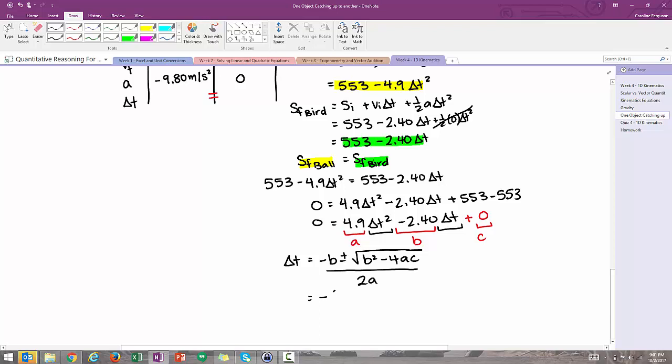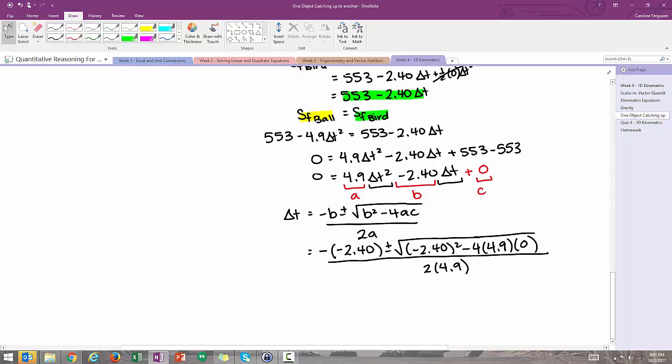So I have negative negative 2.40 plus or minus the square root of negative 2.40 squared minus 4 times a times c, all over 2 times 4.9. So I'm just going to simplify this. Negative times negative 2.40 is just positive 2.4 plus or minus.